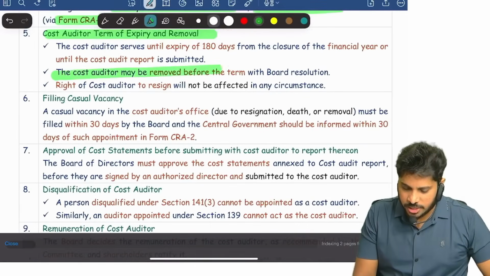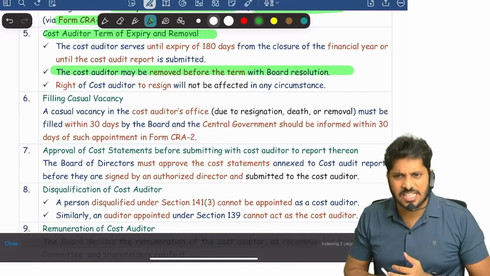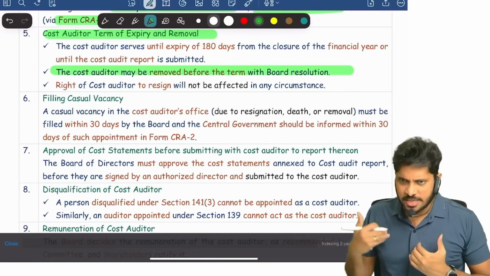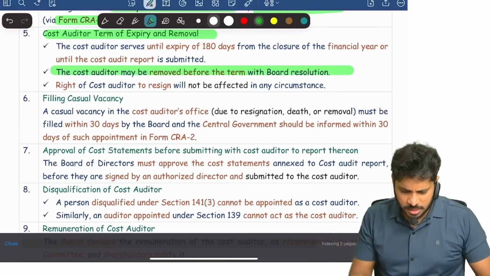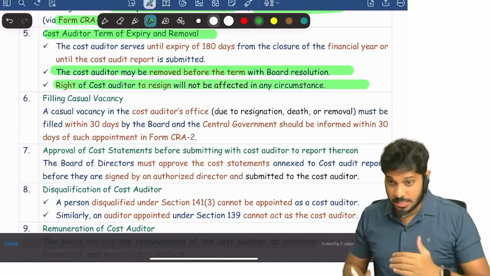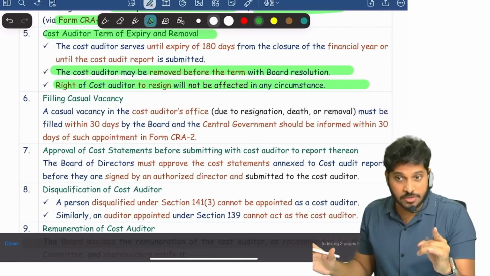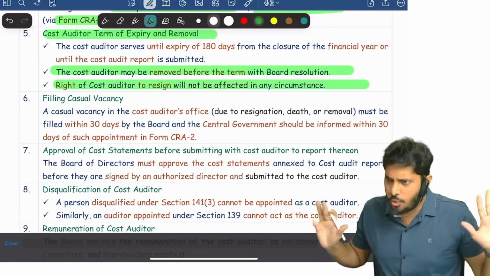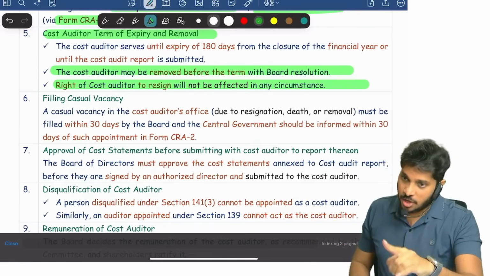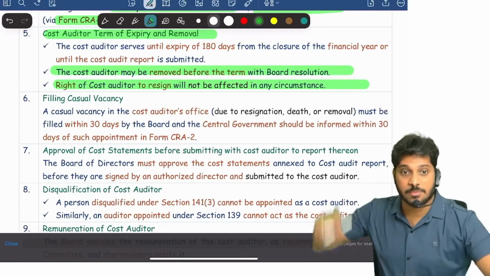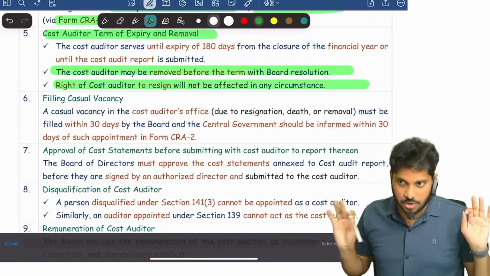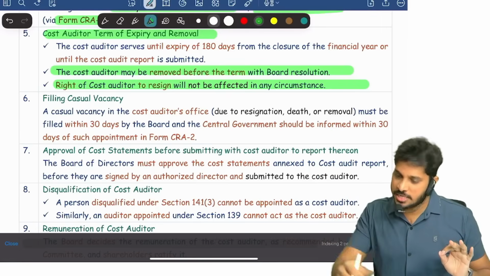Can a cost auditor be removed by the board of directors? Yes, they can remove him. Okay, if at all they feel the cost auditor is not competent enough, they can remove him. And by the way, just because your appointment is valid for 180 days, if you are not comfortable in the company, you are not okay with the company, you can resign. Your right to resign will not be affected because of the tenure. Your tenure is valid up to 180 days. In between, if you want to resign, you can happily resign.